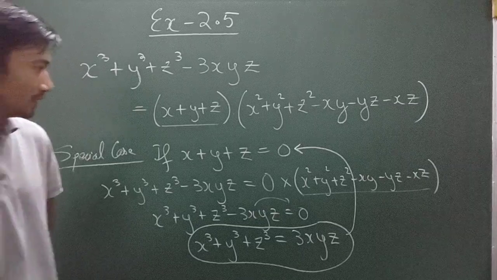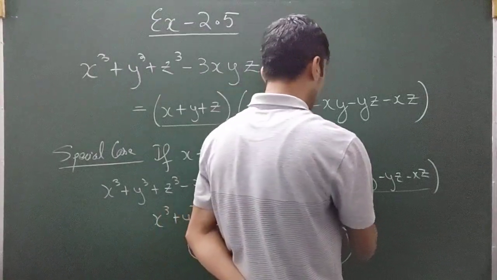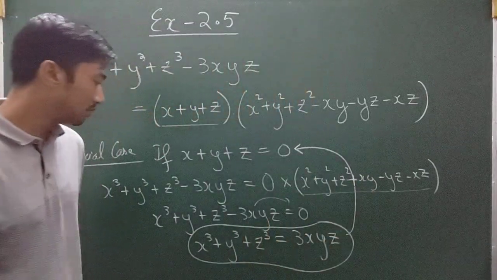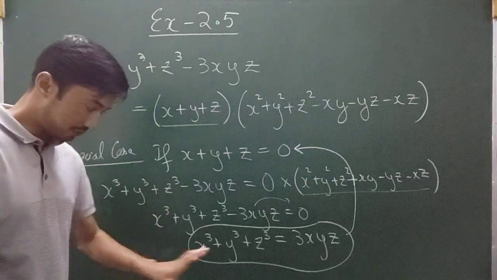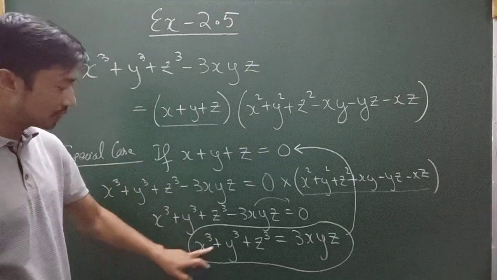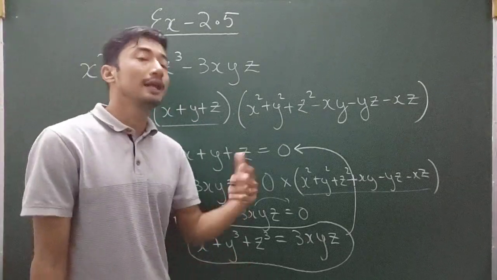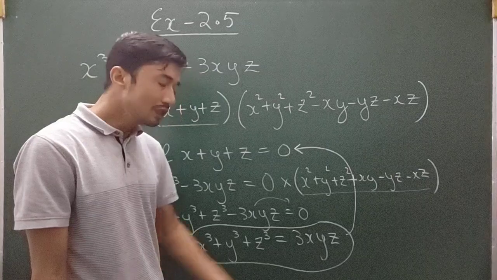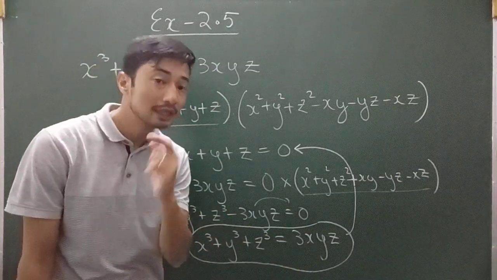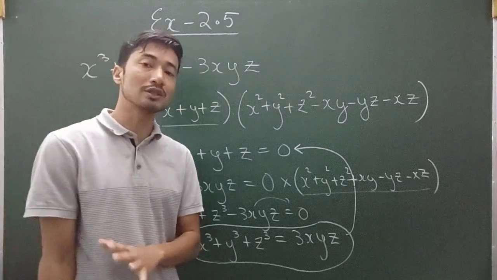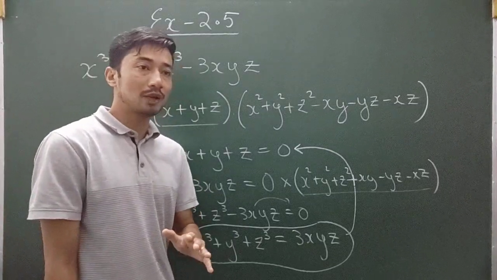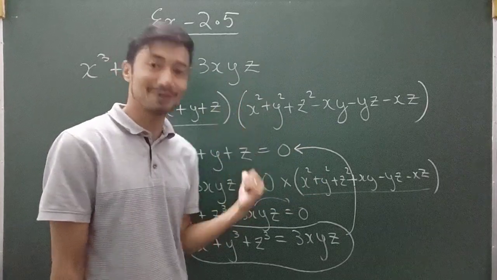That is, if the sum of the values of x, y, z is 0, then we can just use the shorter version of this formula: x cube plus y cube plus z cube is equal to 3 into x into y into z when x plus y plus z is equal to 0. We'll come across those questions also, so at that time I will again remind you of the formula.